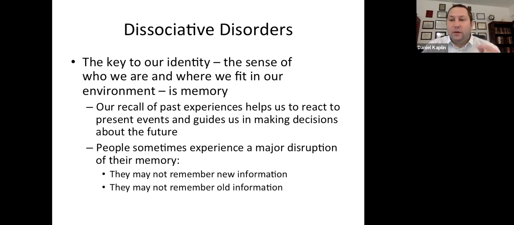So the key to our identity is our sense of who we are and how we fit in our environment. What's the key? Our memory. Because it's our recall of our past experiences that help us react to the present. And it guides our decision-making process for the future. So the consistency that a person generally has is based on their memory and their ability to learn from their mistakes. A person with dissociative disorder, it's going to be a little bit more fragmented.